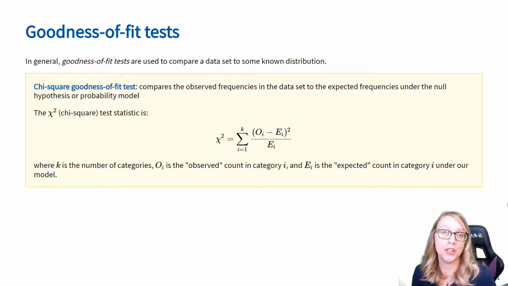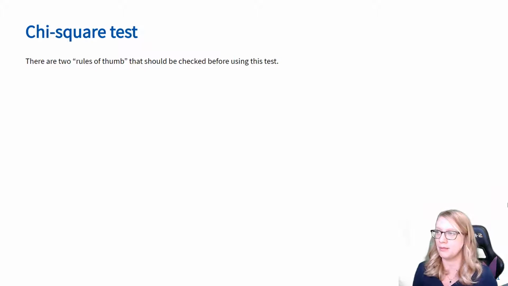Our null and alternative hypothesis in this test are very similar as well. We're simply focusing on the distribution of a single categorical variable. How is this one variable distributed? Does it match a model that we're thinking of, or does it not?